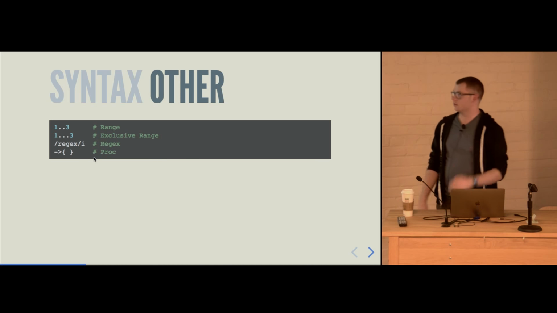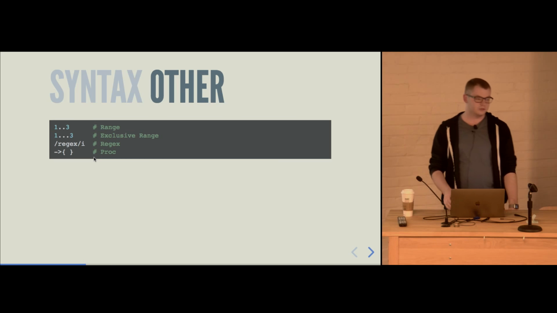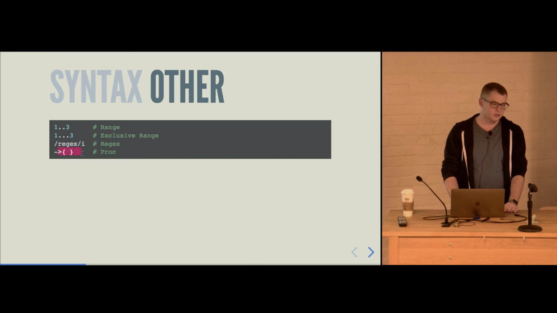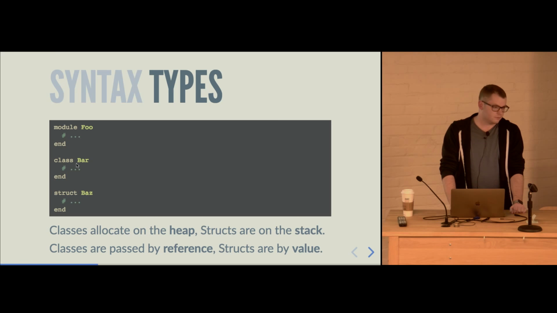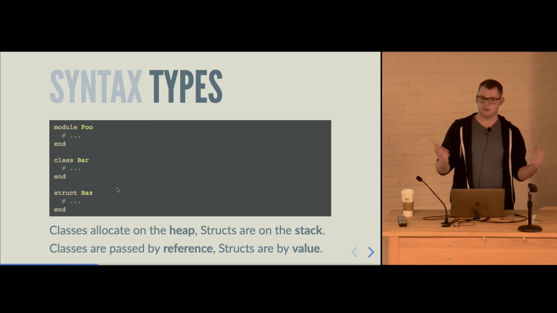Other stuff, you got classic range, exclusive ranges, regexes, and procs. Procs are a little funkier because you have to have types on your variables sometimes, but not super important at this point. When talking about types, you got module and you got class, just like normal. They do the same things as they do in Ruby, but then you also have struct. So if you're familiar with C++, C++ has classes and structs, and they're actually the same thing. They compile the same code.